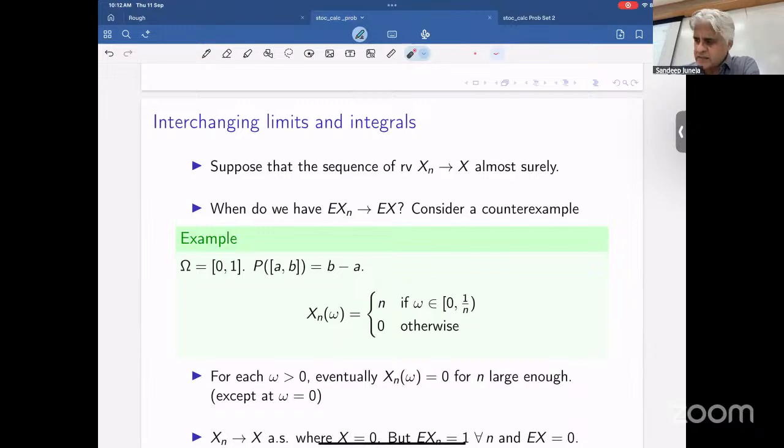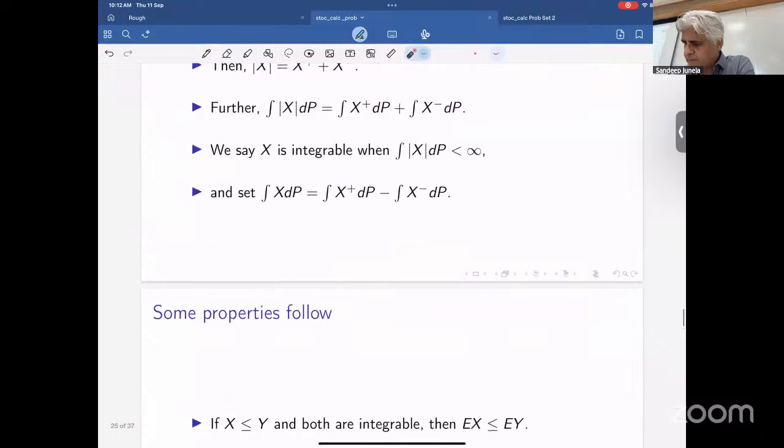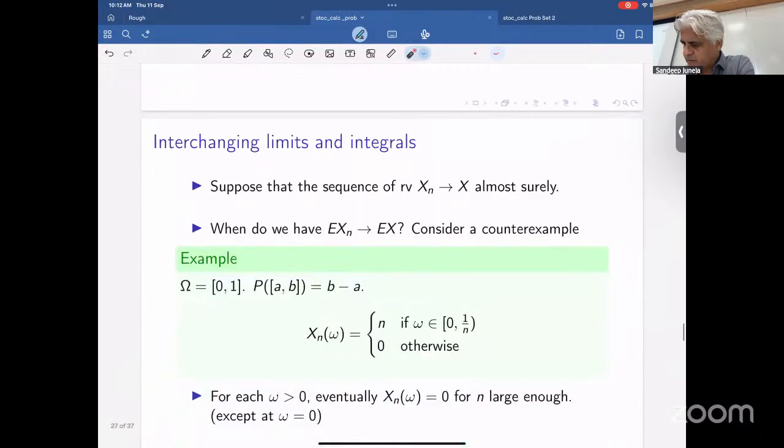We had done Jensen's inequality. Well, we had defined the integral.